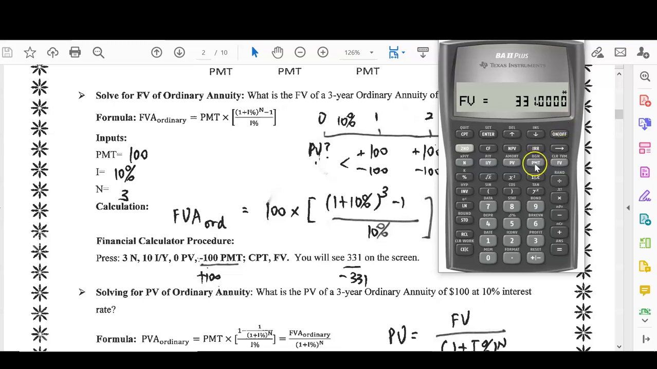So here, payment and future value seem to have opposite signs. Again, no free lunch rule. All right, this is how we can use the financial calculator to calculate the future value of this 3-year ordinary annuity. You can also see the procedure here on our notes.